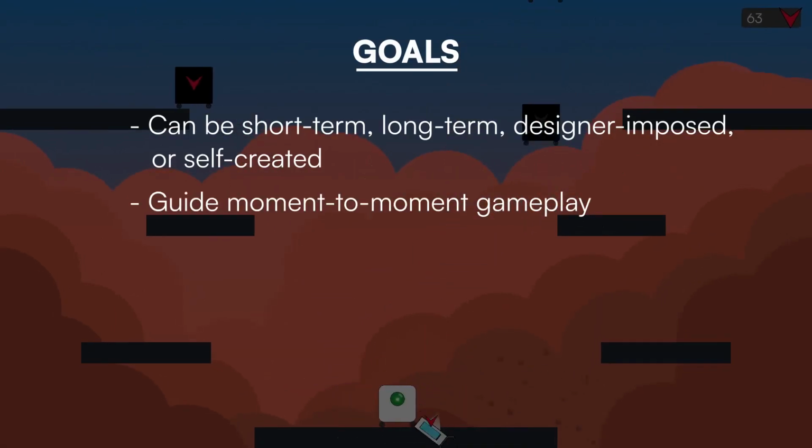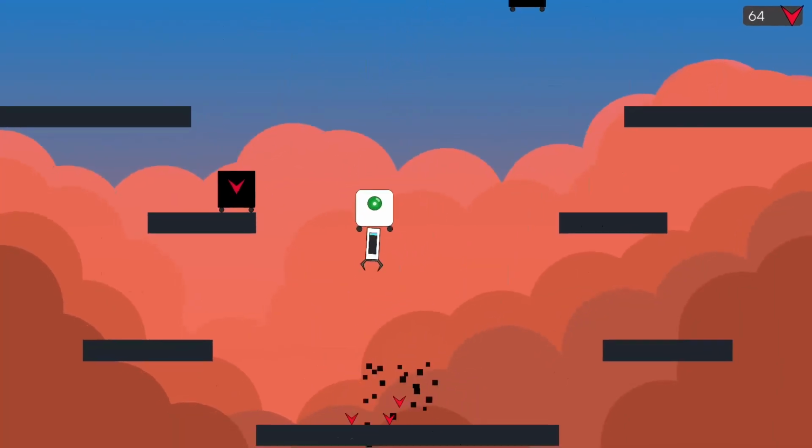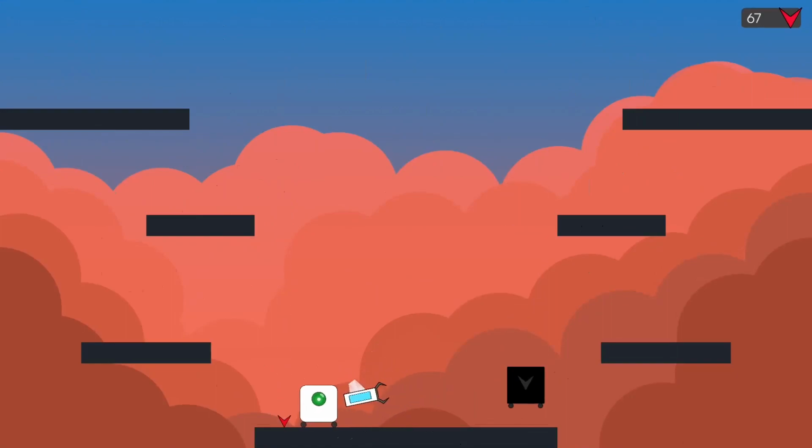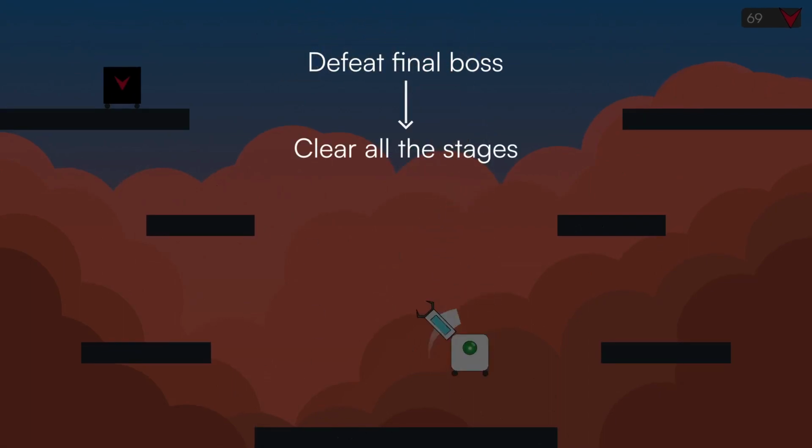There's an interesting property of goals by which they trickle down from higher orders to the lowest order and guide the player action. For example, a high order goal for a game could be to defeat a final boss, but to get to the final boss you have to clear the different stages, and so that becomes your goal.